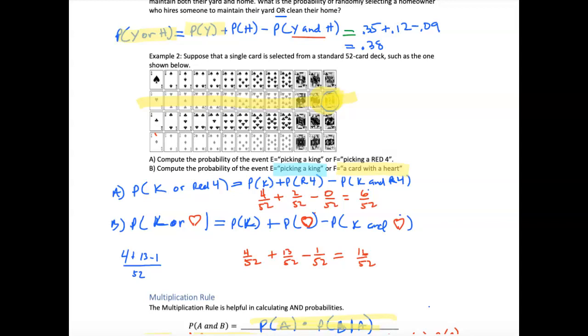So this is one example. We'll look at more of using the and rule.